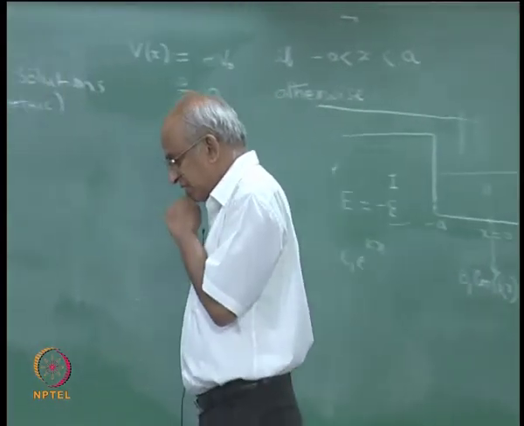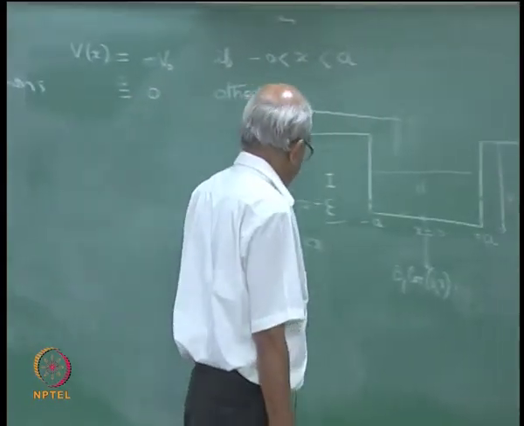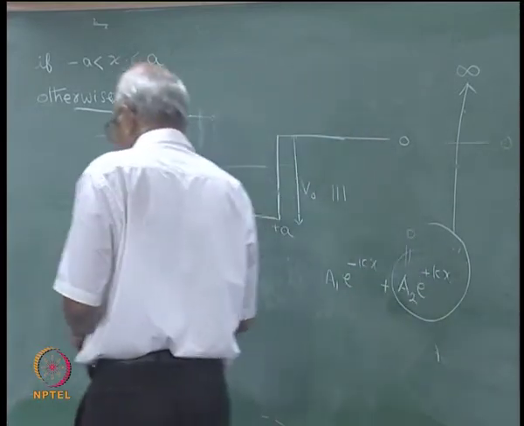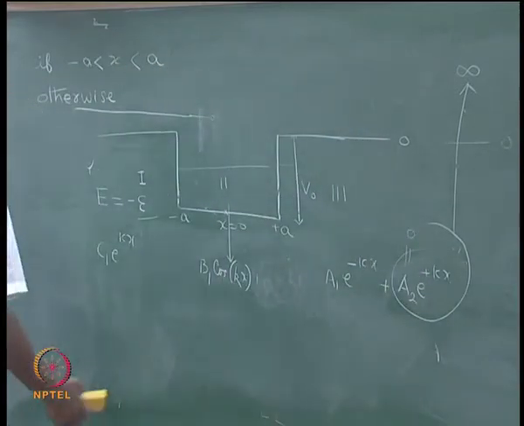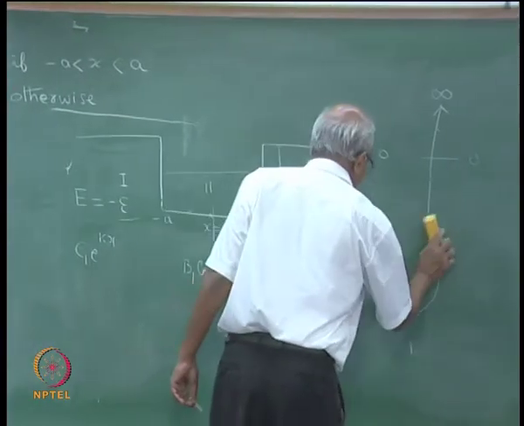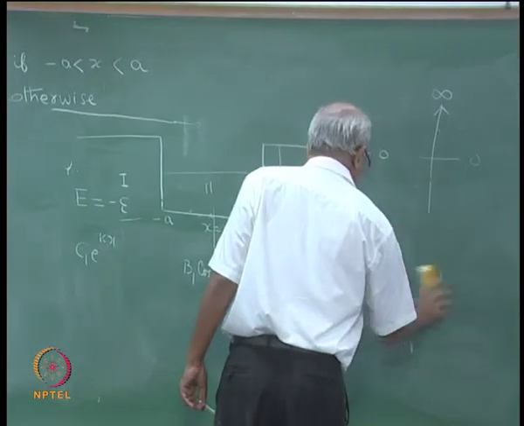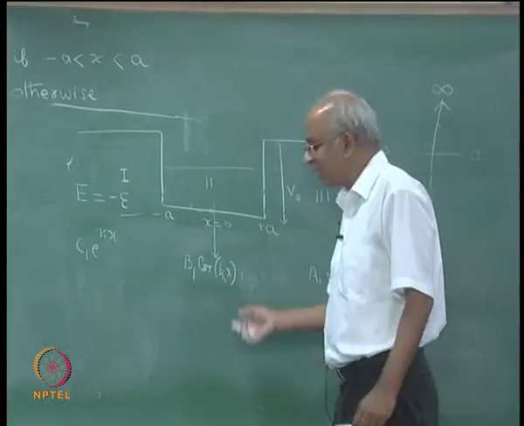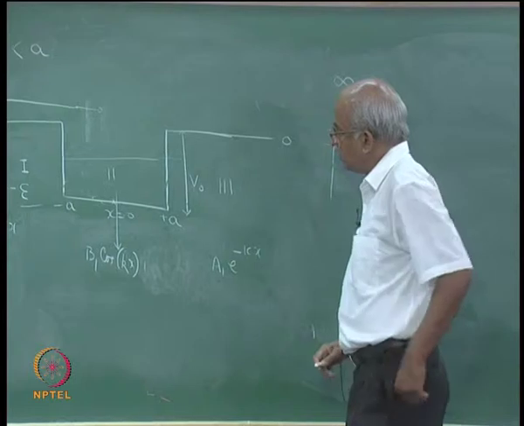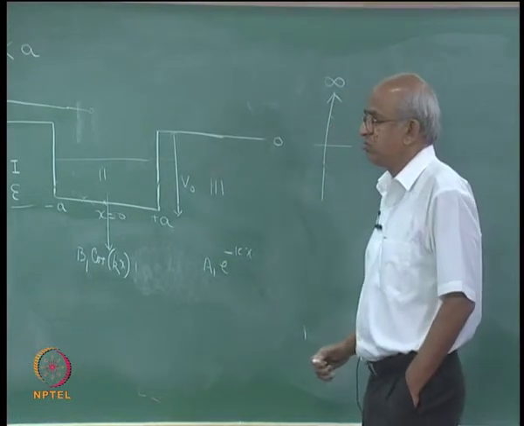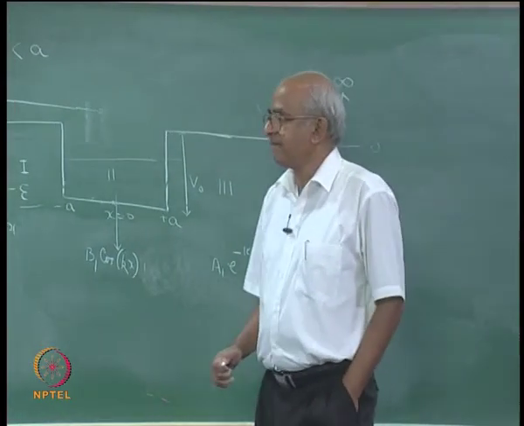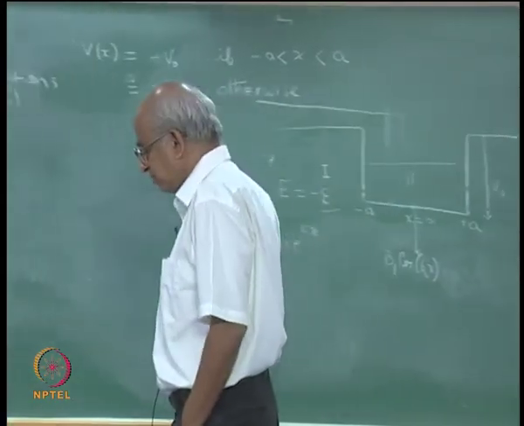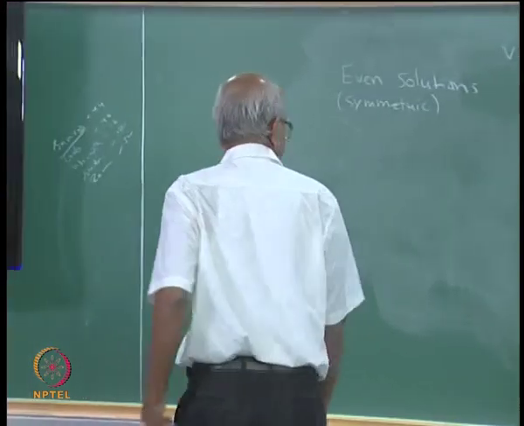So, now we have the next problem. We have to determine c1, b1 and the constant there, which is actually a1. So, we have to determine these three constants a1, b1 and c1. How do I determine them? Well, let me tell you the way in which I will determine them.